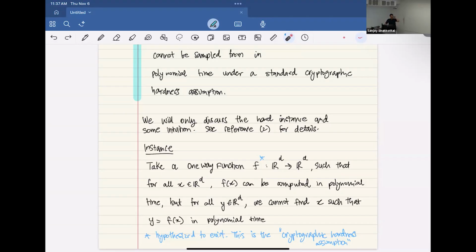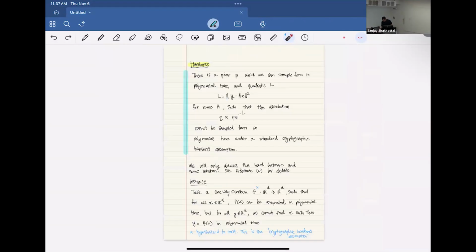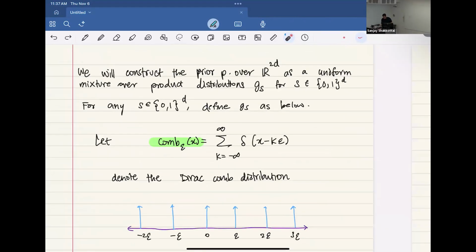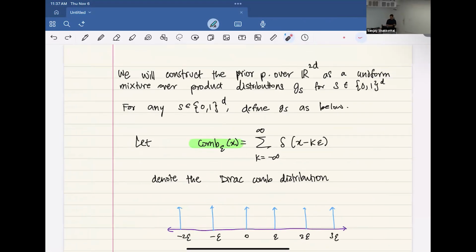Right, it's a function such that if I give you a Y, you can't invert it. Okay. Because anyway, this is not the definition of a one-way function. This is a simplification anyway. The actual definition, I think, is unnecessarily complicated. Okay, I'm going to spend literally the next 15 minutes just talking about this instance. It's a little bit complicated.